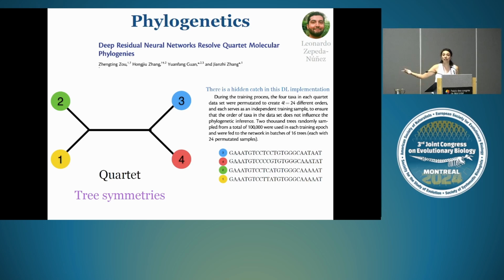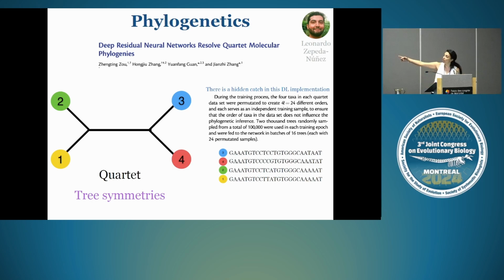But it has a limitation in that it doesn't account for tree symmetries. If you look at the quartet here, if I swap 3 and 4, it's the same quartet, right? Or if we flip it, and we have 3 and 4 on one side, 1, 2 on the other, it's the same quartet. The model doesn't account for those symmetries. The only way it's considering those is expanding the training data set by including all permutations of the sequences. So you have your 4 sequences, 1, 2, 3, 4, and then you have 24 possible permutations of those 4, and you use those 24 for each simulated data set as training. So they are accounting for the symmetries, but by artificially increasing the training samples.